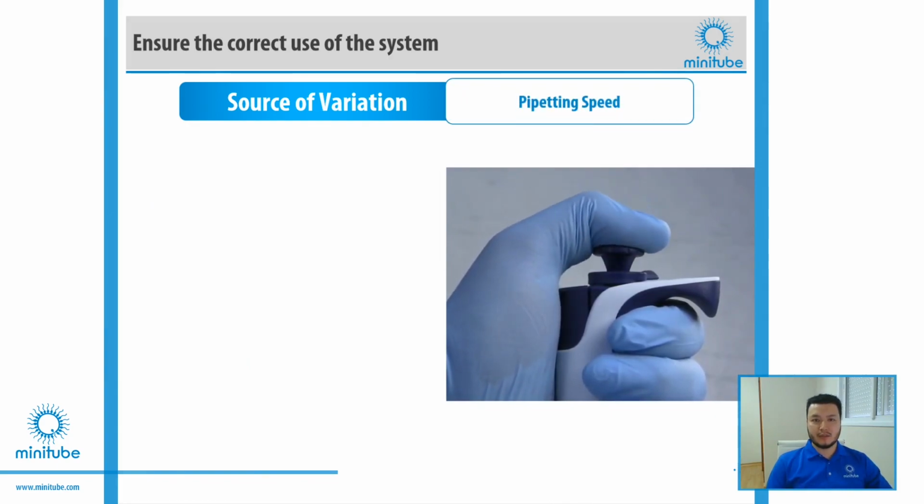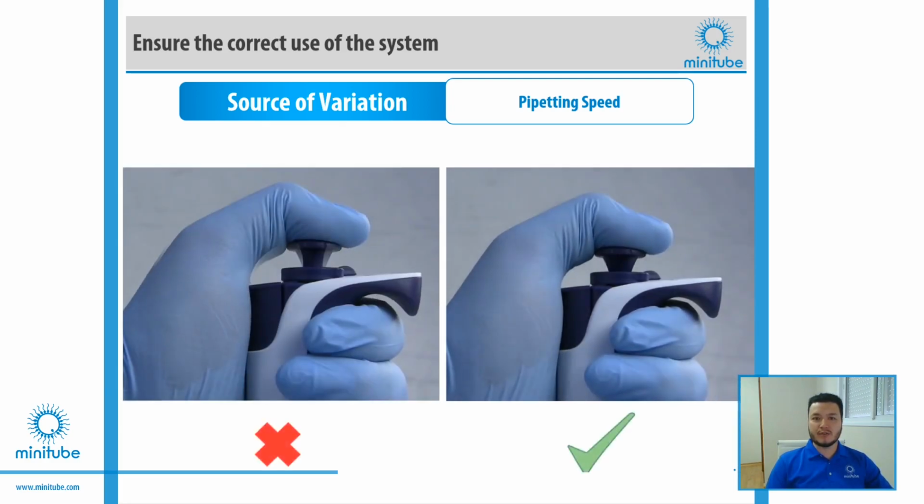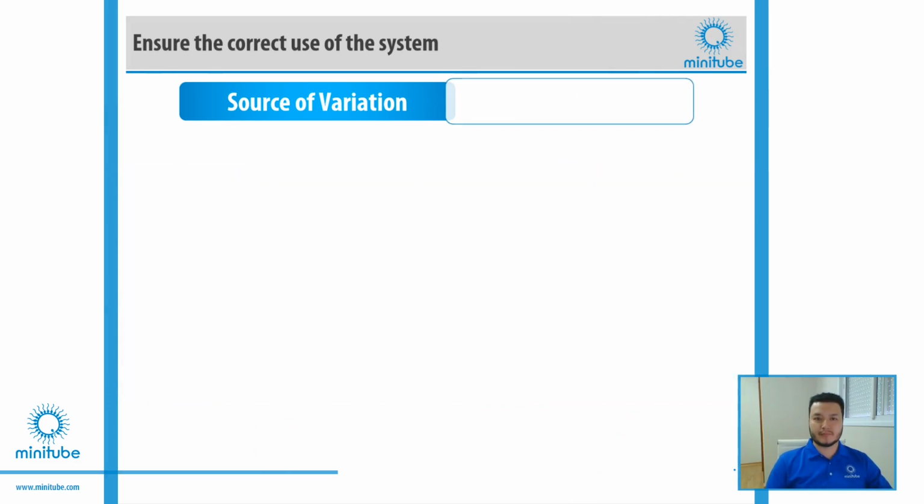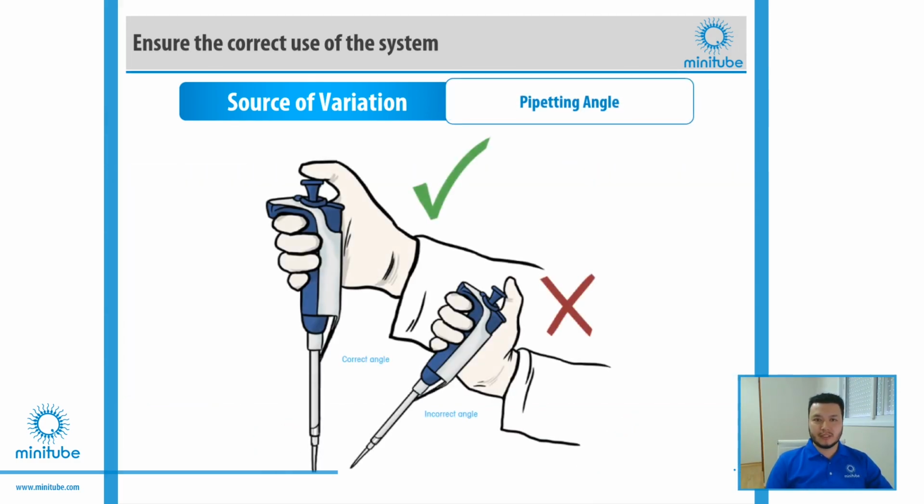Pipetting speed. To ensure that you are achieving the highest accuracy, keep constant speed and smoothness when pressing and releasing the plunger, and avoid too fast movements on the pipette plunger that can cause liquid splash and aspiration of air. Pipetting angle. Pipetting with the incorrect immersion angle is one of the most common incorrect pipetting techniques. In fact, we recommend to keep the immersion angle as close to the vertical position as possible.